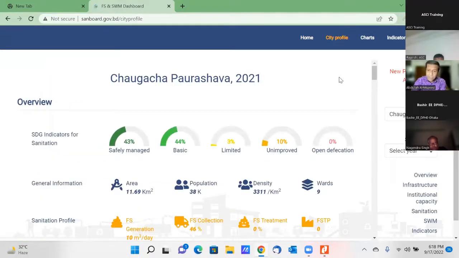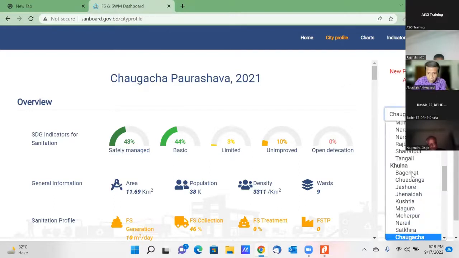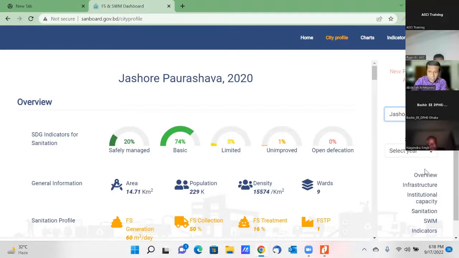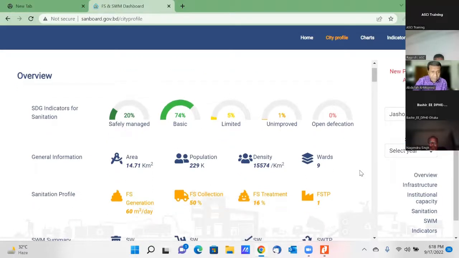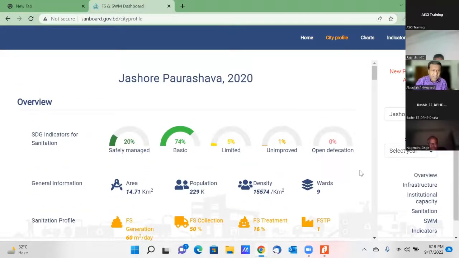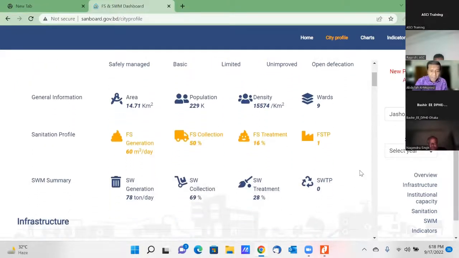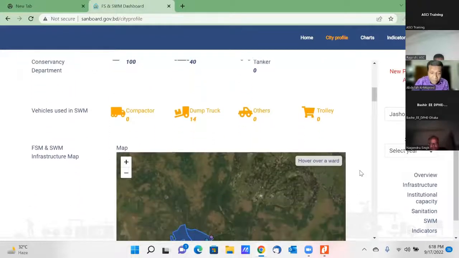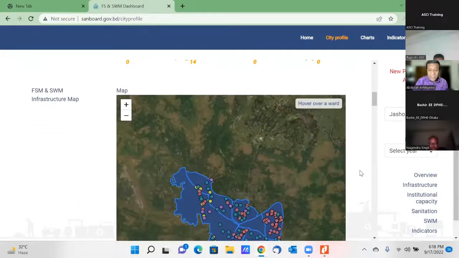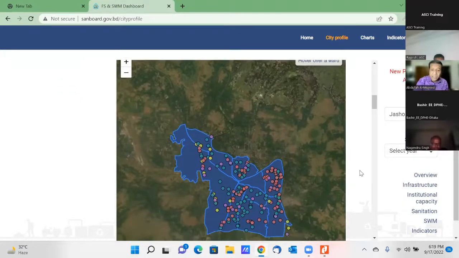We have just got 64 cities here. We have the target to reach 329 municipalities by the end of the next 2 years. If you go to one city, I just want to show you one thing so that you can play around later. This is the data where you can see, like Jashar Poroshobha in 2020 data, we have the plan to monitor it and update the data frequently. And in this city profile, there is a scope of the IMIS integration, which we are now integrating, and hopefully within 1 year, you will see a different sort of platform here in the sanitation dashboard.